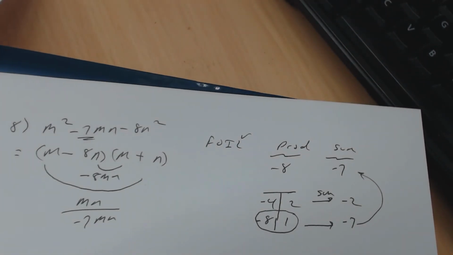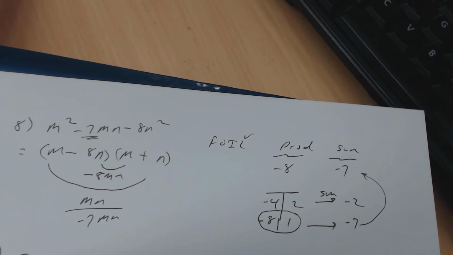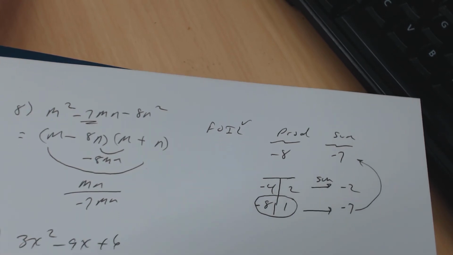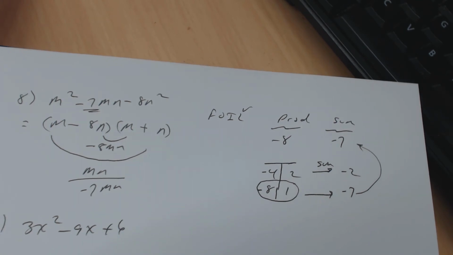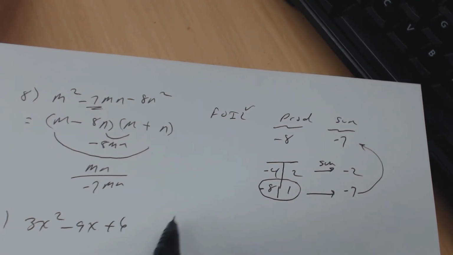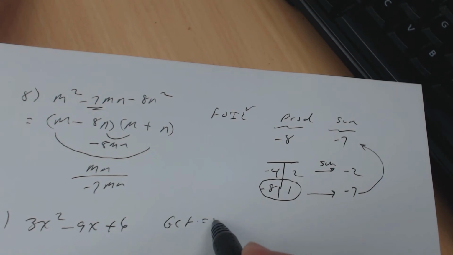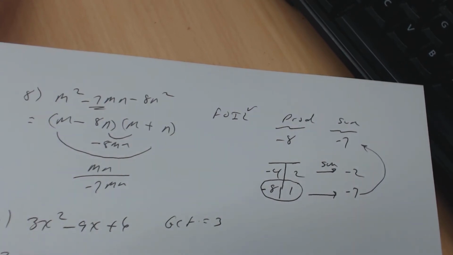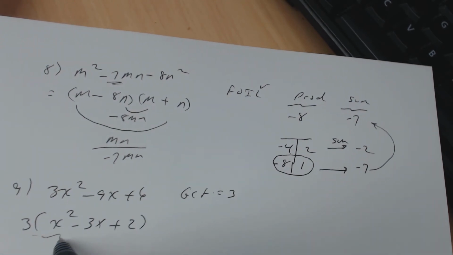Okay, number 9, you have 3x squared minus 9x plus 6. This time the GCF here is 3, so you want to factor out the 3. I'm going to get 3 times x squared, minus 3 times 3x is 9x, and then 3 times a positive 2 is a positive 6. All right, now figure out what this part is.